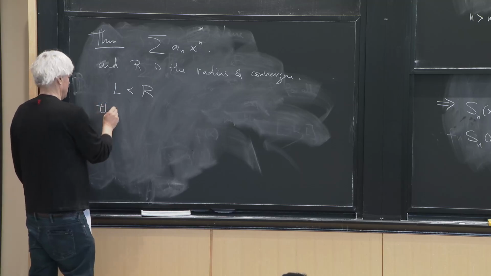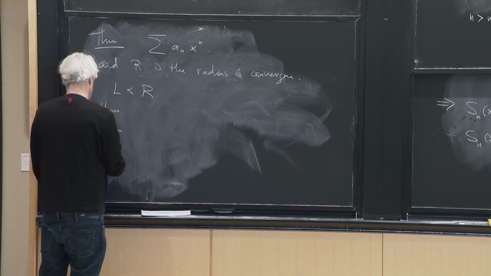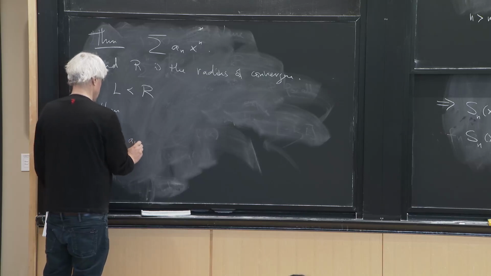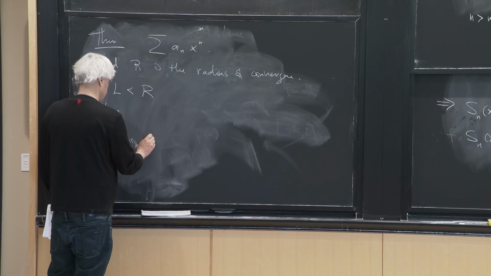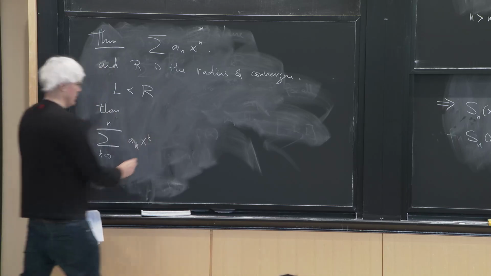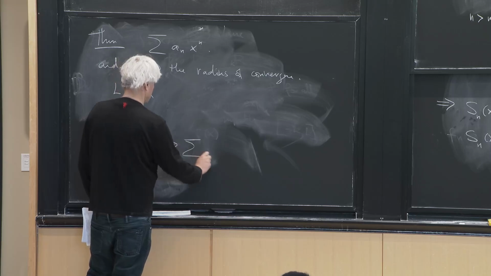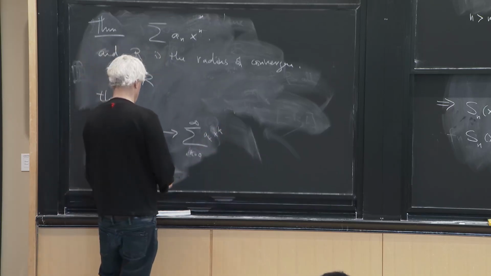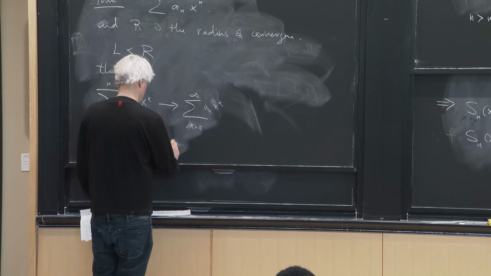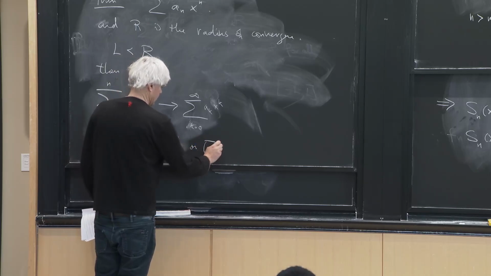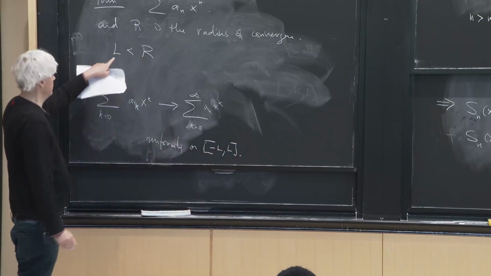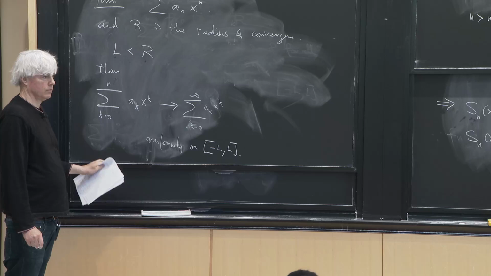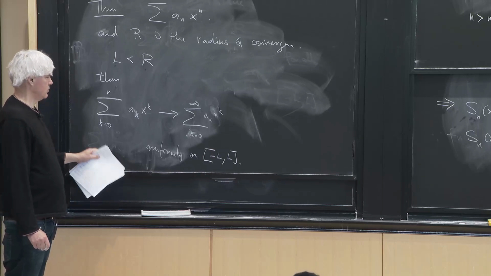these functions here, the sums from k equal to 0 to n of ak xk, converge to the limit here uniformly on this interval from minus L to L. But remember that L had to be strictly less than the radius of convergence. Okay? And so this is extremely useful.